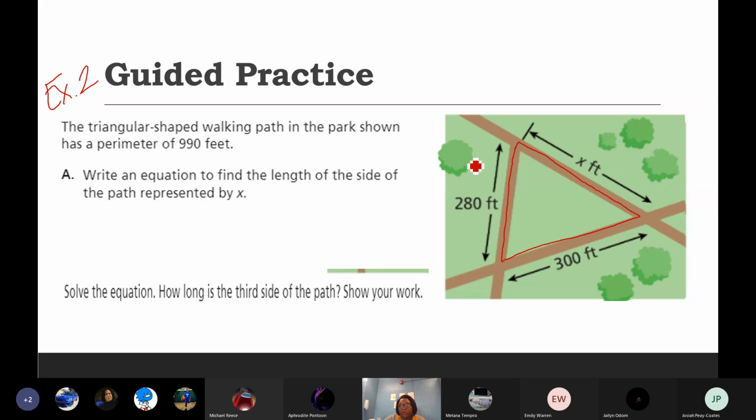Okay, actually did pretty good. Good job, Miss Neville. On one side of our triangle, we want to write 280 feet. On the base of our triangle, we want to write 300 feet. And on the other side of our triangle, we want to write X feet. Take some time to get that done.